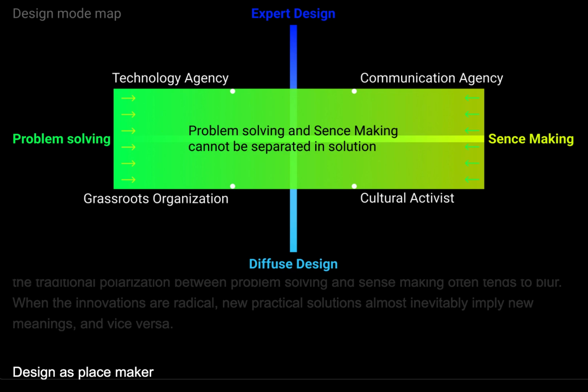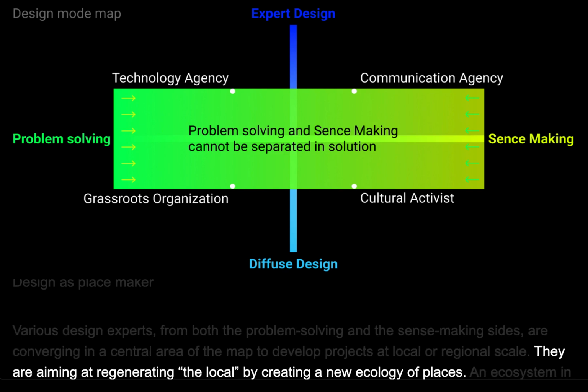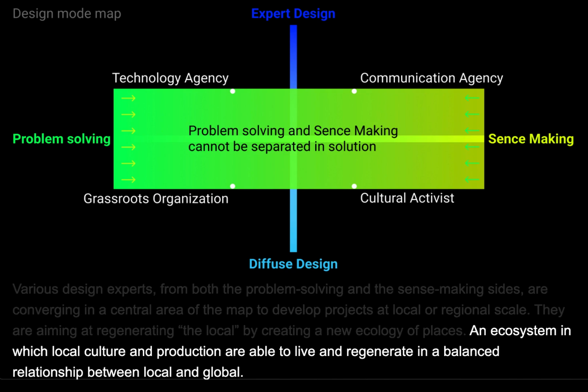Design as placemaker. Various design experts, from both the problem-solving and the sense-making sides, are converging in a central area of the map to develop projects at local or regional scale. They are aiming at regenerating the local by creating a new ecology of places. An ecosystem in which local culture and production are able to live and regenerate in a balanced relationship between local and global.